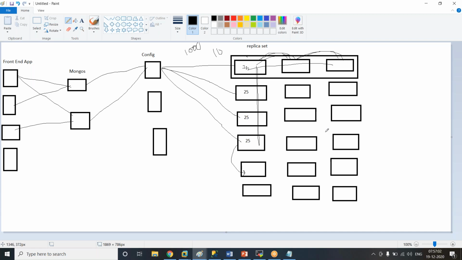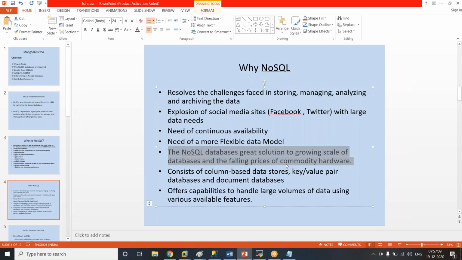So you can invest less on the IT side. No need to invest in server-class hardware, so you can save money. That is what this point is talking about. The hardware charges are coming down and data is growing. For data growth, you definitely need storage, and more storage is coming at cheaper cost. That is where this is a ready-made solution for people. It consists of column-based data stores, key-value pairs, and document bases. There are many kinds of products we are going to talk about. It's not only document.